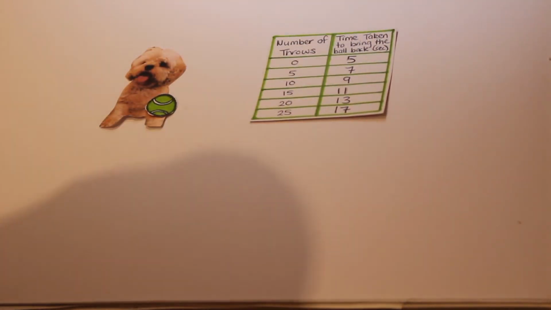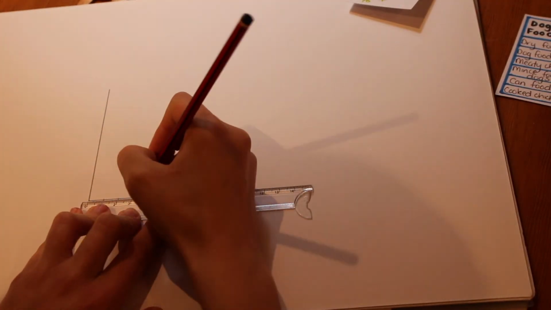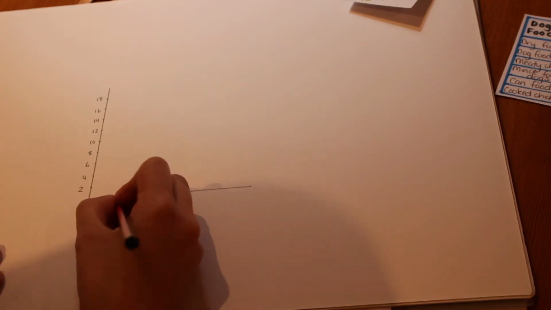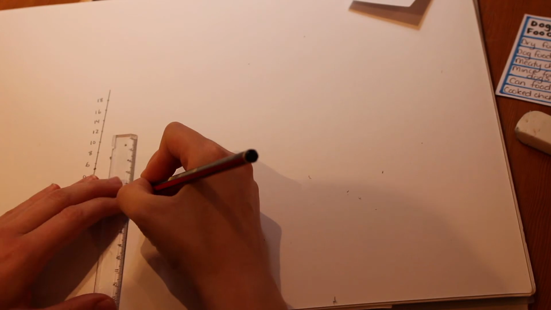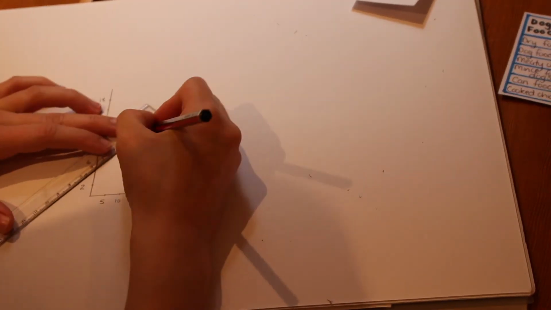Here are the results. Notice how I'm still putting the independent variable on the x-axis and the dependent variable on the y-axis. I'm also going to plot the data onto the graph and connect them with lines. Finally, I'm going to add the axes labels and a title for the graph.